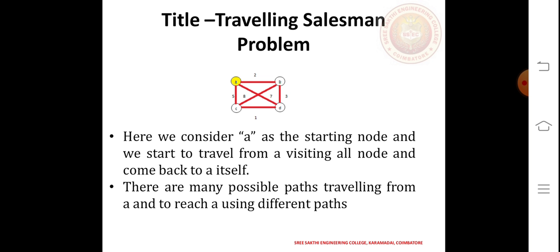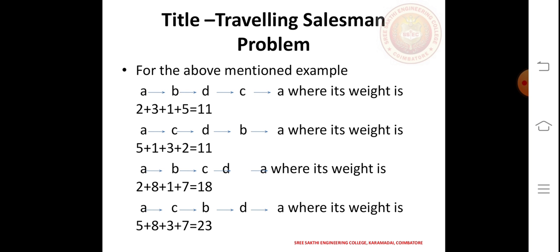Here, I'll consider A as a starting node. Starting from my starting node, I will travel to all the nodes and make some possible paths. This is an example that has been given over here. The traveler will start from A and visit B, then D, C, and finally reach A. This is one solution, so for this solution, we have to identify the weight.